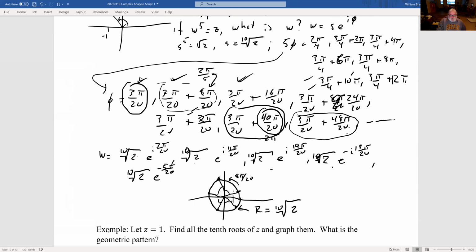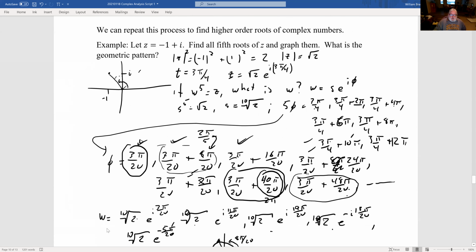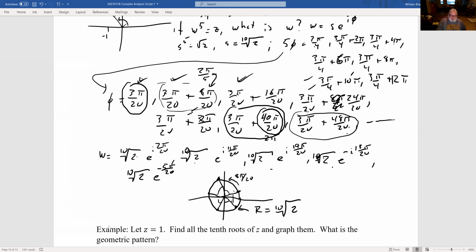How do we find the first angle? You take the angle of the original, which was 3 pi over 4, and you divide that by 5. So 3 pi over 4 divided by 5 gives me this, and then we just go around by 8 pi over 20.